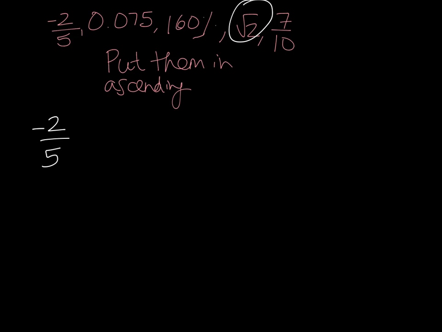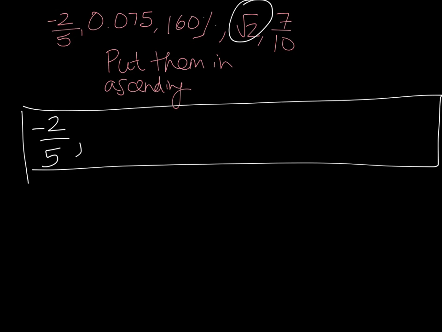-2/5. Well, first of all, I know -2/5 is going to be the smallest because that's the only negative there. Everything else is positive. So I'm just going to leave that there. It's going to be the smallest. So I'm going to box this because in the end, this is going to be my answer, okay? So -2/5 is obviously the smallest number. It's the only negative, so I'm not going to even do any work. Don't waste your time, okay?